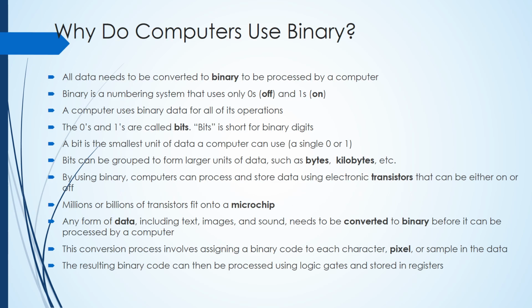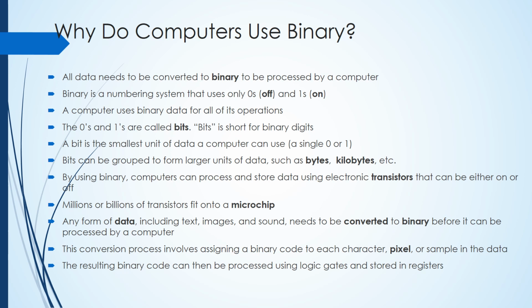So the first question is, why do computers use binary? Very simple. All data needs to be converted to binary to be processed by a computer, because binary is a number system that uses only on and off. On represents 1 and off represents 0.